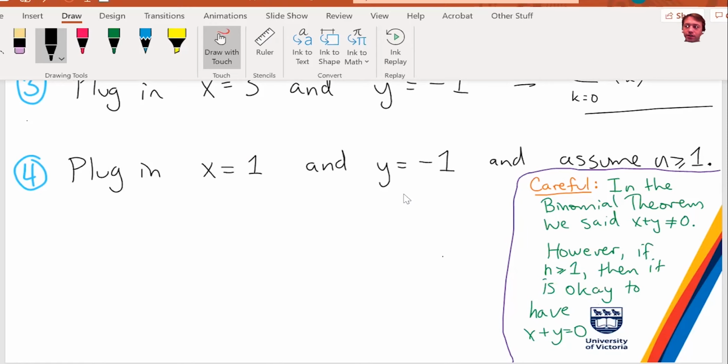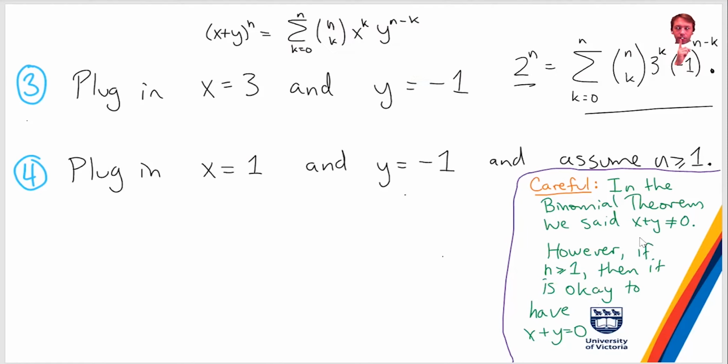Here's another one we have to be a little bit careful about. So when I stated and proved the binomial theorem, we made the assumption that, so it's written in this corner, we made the assumption that x plus y is not 0, but that was only to deal with the case that n equals 0, right? Because we wanted to avoid this 0 to the 0 thing, right? 0 to the 0 is not defined.